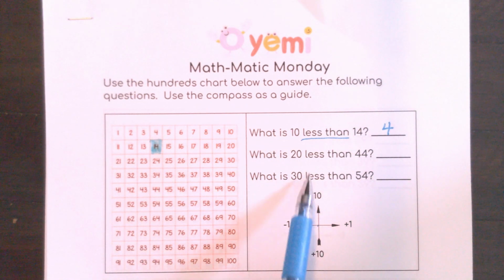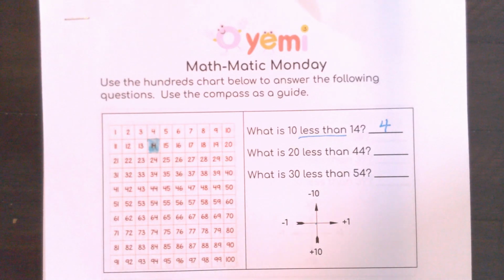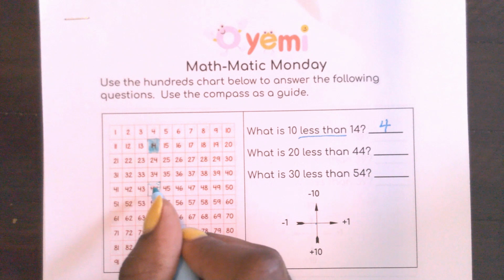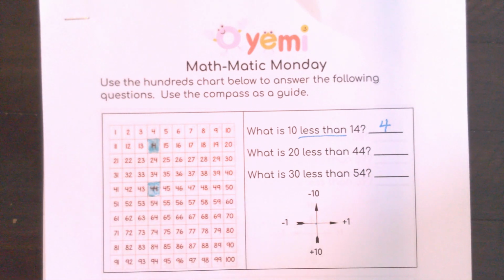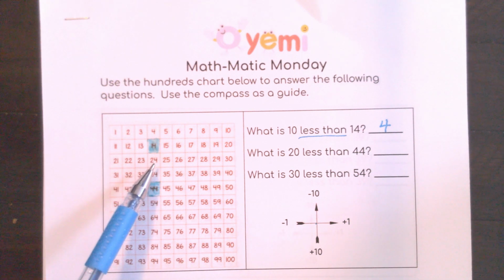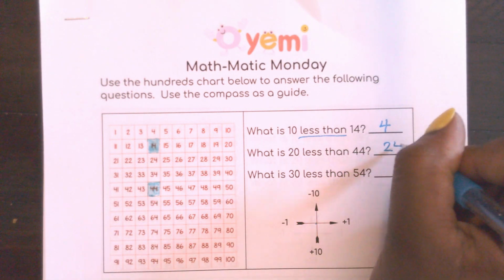Now I have 20 less than 44. So I'm going to look here at 44. Highlight 44. And I want to do 20 less. So going up 1 is 10 less. Going up another 1 would be another 10, which would be 20 less. So I end up at 24.